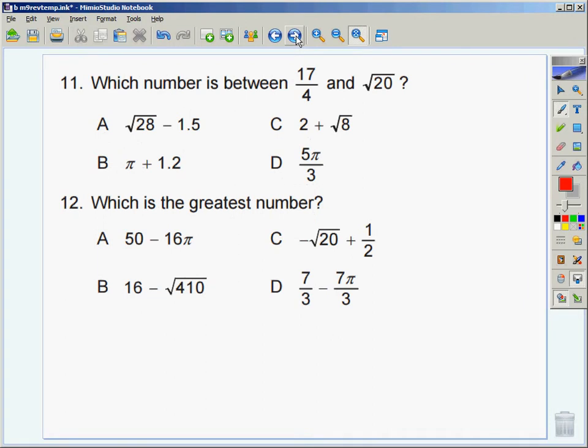I told you you would not have a problem like 11 and 12 where you were having to do something like pi and the square roots plus or minus some fractional piece. So please don't worry about 11 and 12.